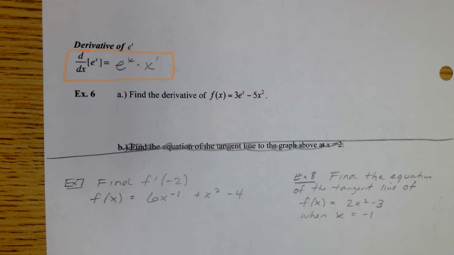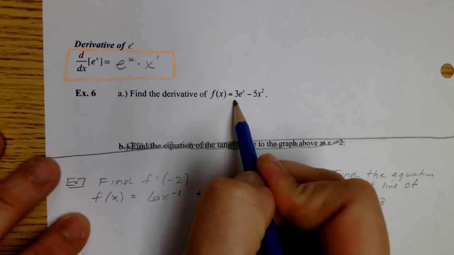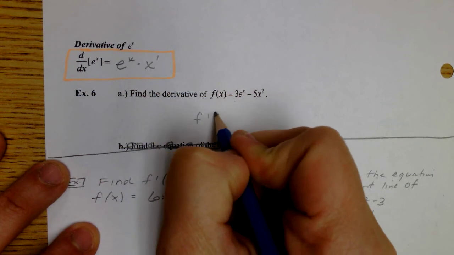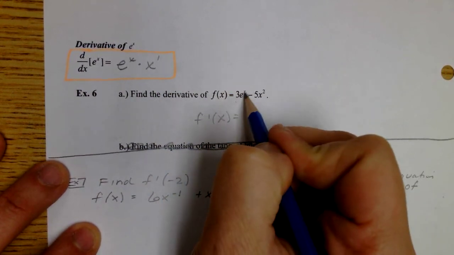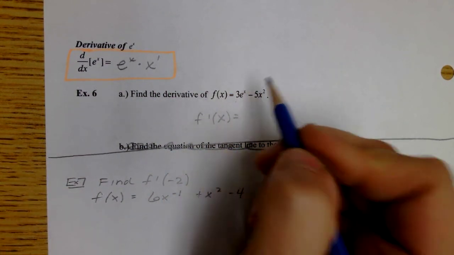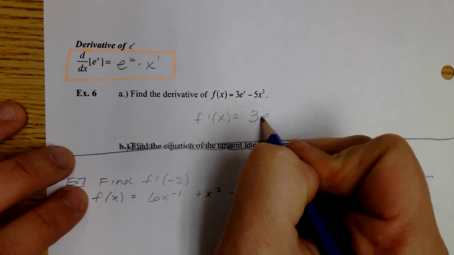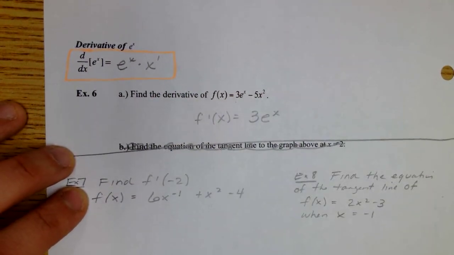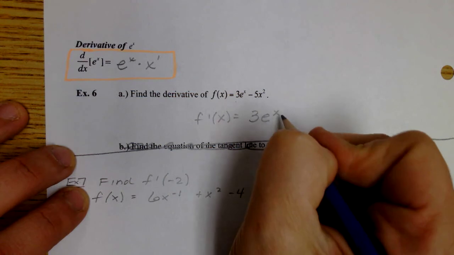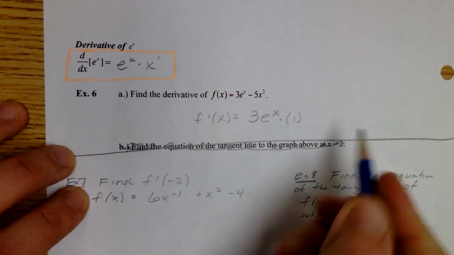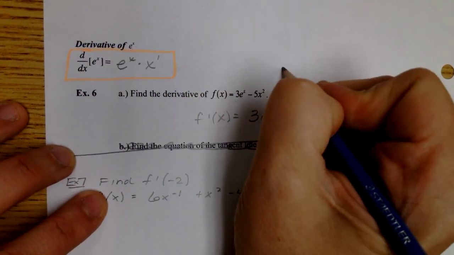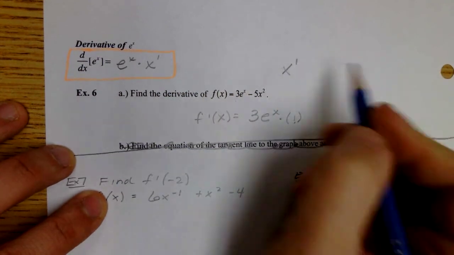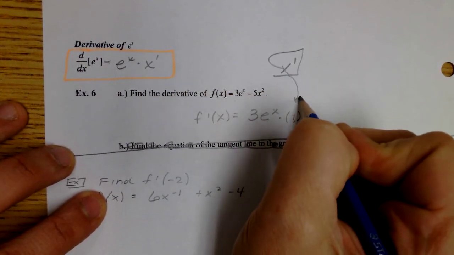So let me show you what it looks like. If we look at this first problem here, f prime of x is equal to e to the x derivative is e to the x, so this stays the same. 3 e to the x. That is not an error or mistake. Times 1. Where did I get the 1? What is the derivative of x? The derivative of x is 1.